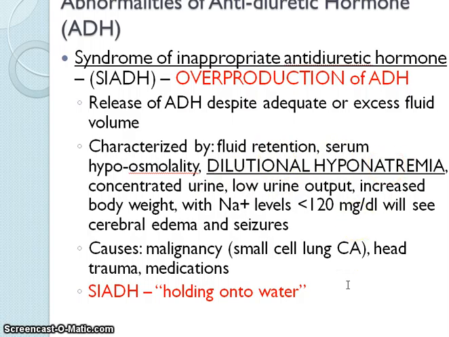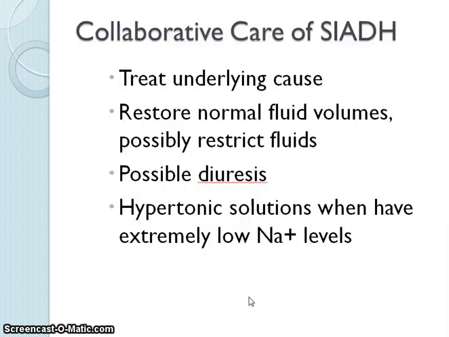The urine's going to be concentrated because they're not making much of it. They have low urine output. Their body weight's going to go up because they're going to be holding on to those extra liters of fluid, so the pounds keep going up. Sodium levels can fall below 120, and that can cause complications like brain swelling, which is cerebral edema, and seizures. This can be caused because of malignancies like small cell lung cancer, head traumas, or medications. So when you see SIADH, I want you to think that they're holding on to water.